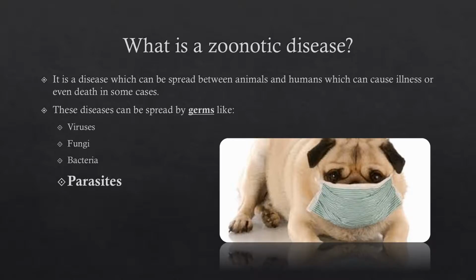What is a zoonotic disease? Well, we all know a zoonotic disease is one that can be passed from animals to humans, and it can cause illness or even death in some cases. These diseases can be spread by germs like viruses, fungi, bacteria, and parasites, which we will mostly be talking about, parasites.